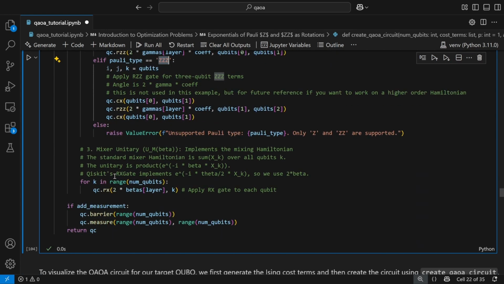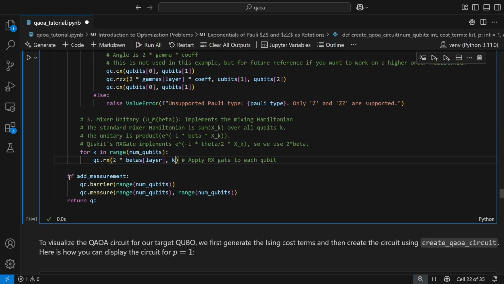And the mixer Hamiltonian is the same, except that we use the beta terms. And it's the same concept. We apply rotation around X on qubit K. At the end, we add measurements. Sometimes we don't need measurement because, for example, we are doing a state vector simulator, but in this tutorial, we're just going to go over a method using sampling.